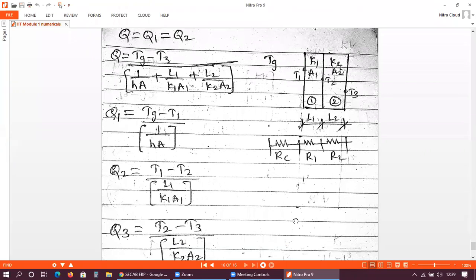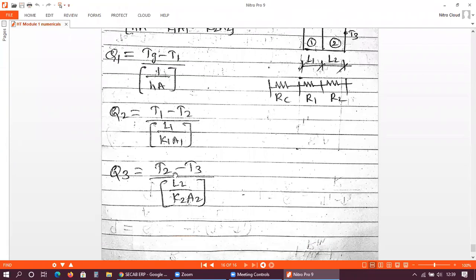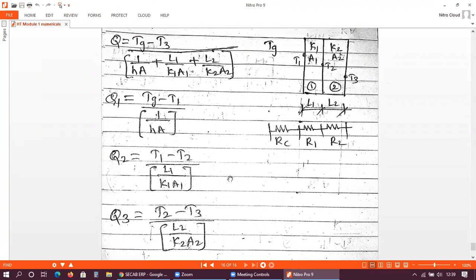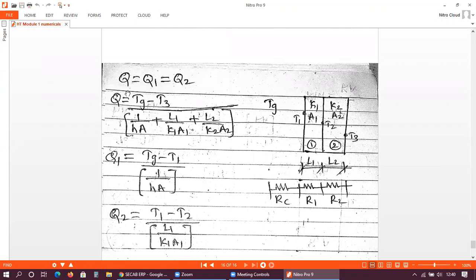Similarly for Q3, the temperatures are T2 and T3 for the second composite wall. So it is T2 minus T3 divided by R2. RC is the convective resistance, R1 is the resistance of the first wall, and R2 is the resistance of the second wall. This is how you have to generate the equation. Here you have to write Q is equal to Q1 is equal to Q2 is equal to Q3.